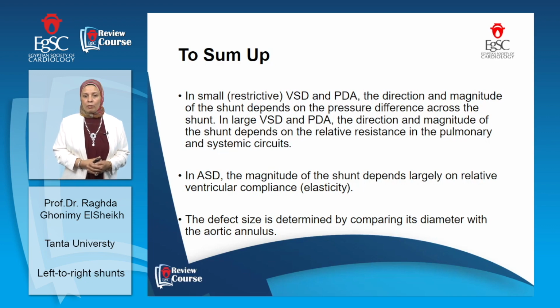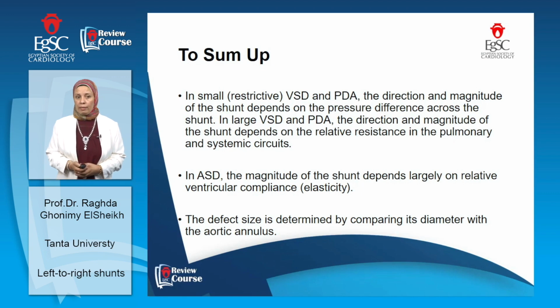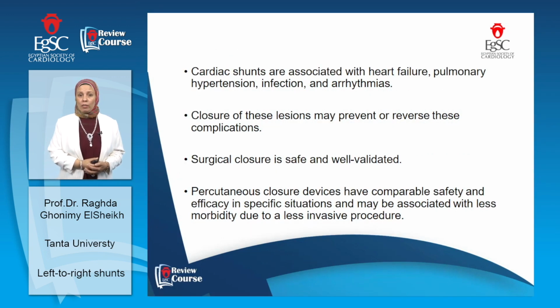Speaking about the ASDs, the magnitude of shunt depends largely on the relative ventricular compliance and the difference between right ventricular and left ventricular elasticity. Defect size is determined by comparing the diameter of the defect with the aortic annulus of the same person. Cardiac shunts are associated with many complications such as heart failure, pulmonary hypertension, infection, and arrhythmias. Closure of these shunts may prevent or reverse these complications. Surgical closure is safe and validated. Percutaneous closure by device has comparable safety and efficacy in specific situations and may be associated with less morbidity and a less invasive procedure.